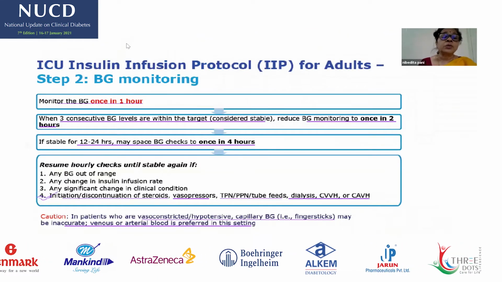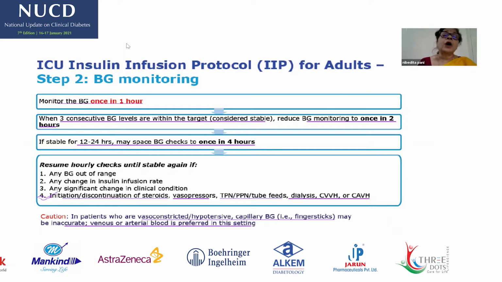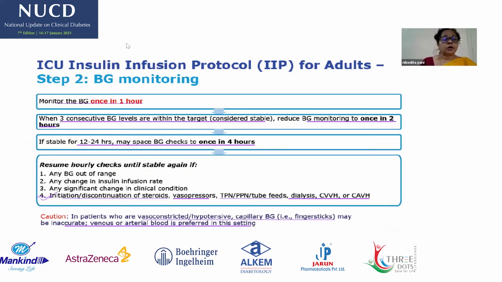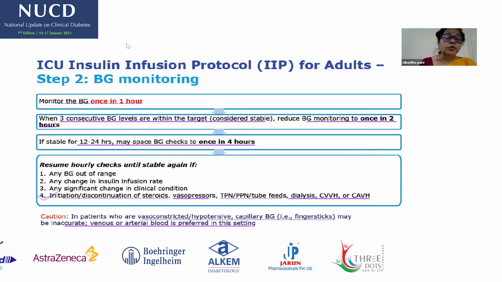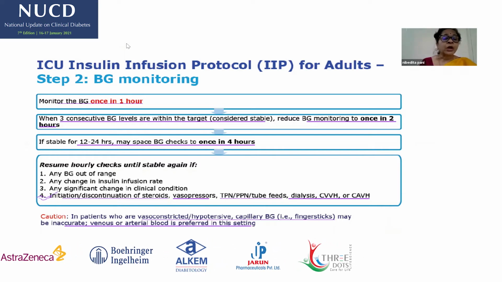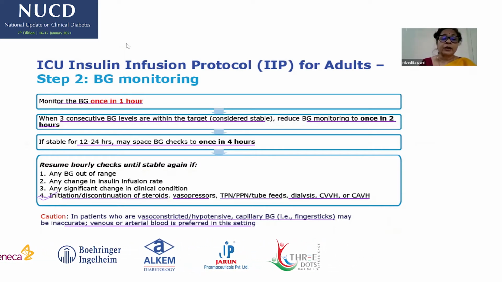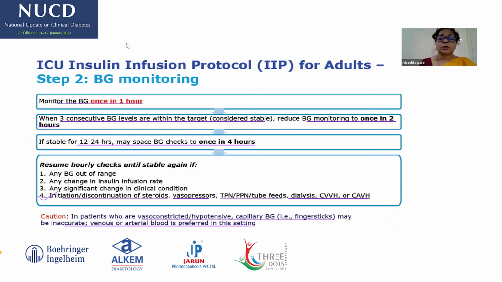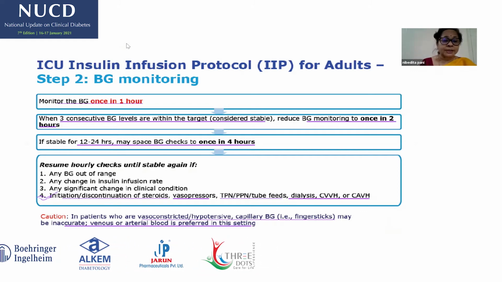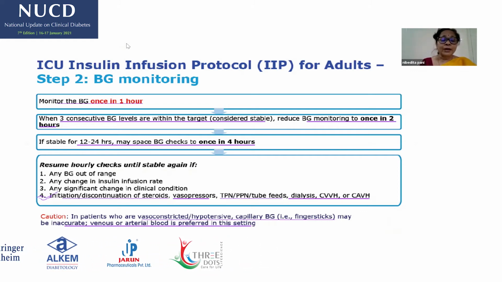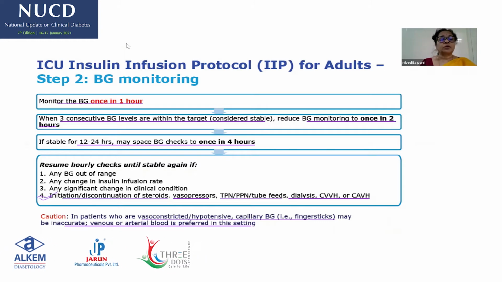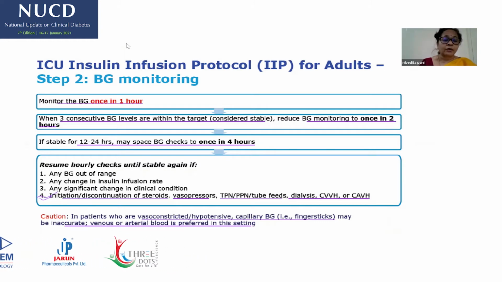So next, blood glucose monitoring. You have given the insulin. How are we going to do the blood glucose monitoring in the ICU? Monitor the blood glucose once in 1 hour. When 3 consecutive blood glucose levels are within the target, reduce the blood glucose monitoring to once in 2 hours. If it is stable for 12 to 24 hours, you may space the blood glucose check to once in 4 hours.